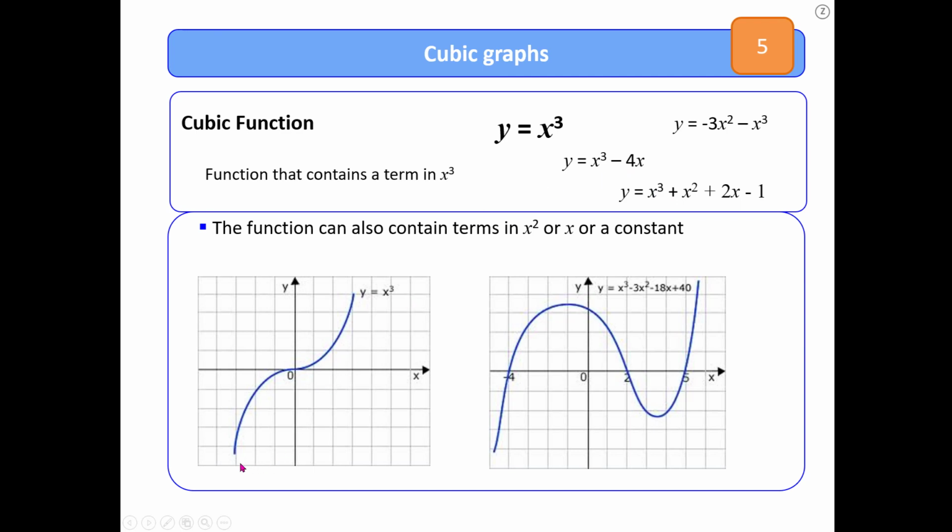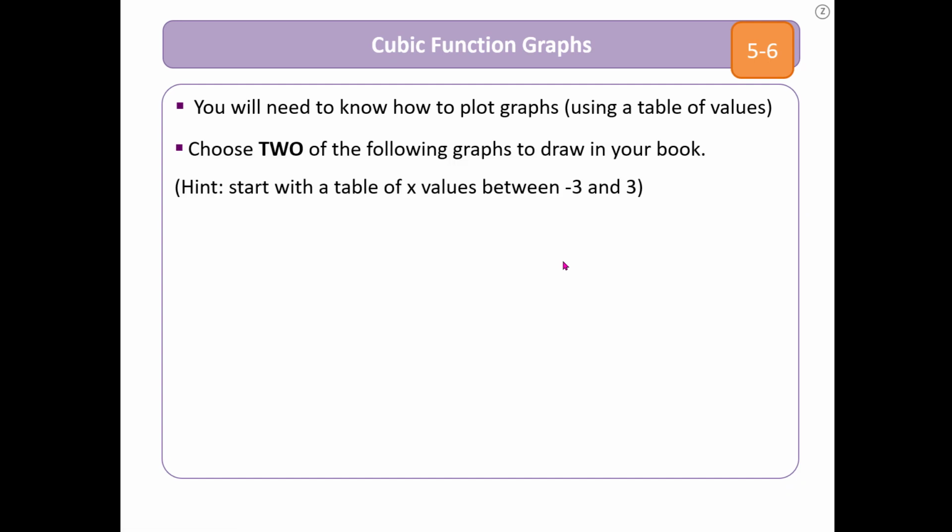And here's an example. Can you see it's drawn with a smooth curve? And this is an example of y equals x cubed -3x squared -18x plus 40. So this sentence here, it can include x squared or x, and the constant is the number at the end. -1 is the constant. So you understand those terms. Okay, these are the skills you need.